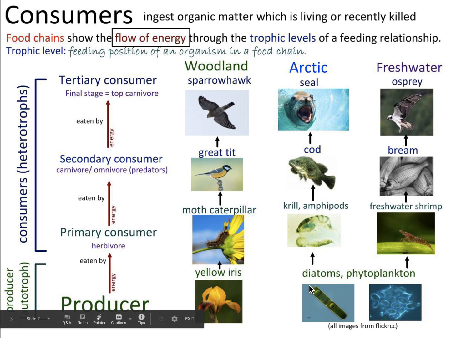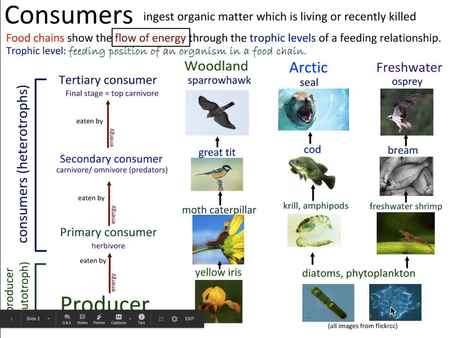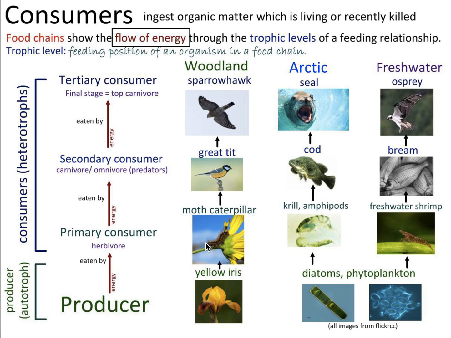So you can see some examples of different food chains here from a forest, a woodland, the Arctic, snowy biome, and then a freshwater ecosystem. So notice that there's always a producer, some sort of a photosynthetic organism at the base, and then moving into the primary consumers, secondary consumers, and so forth.